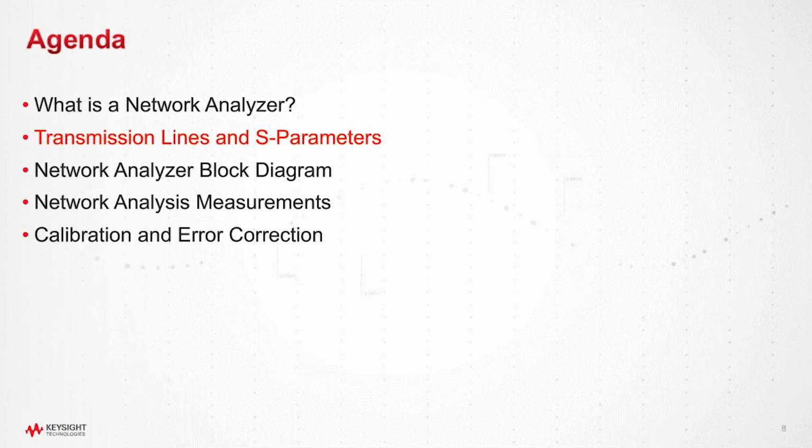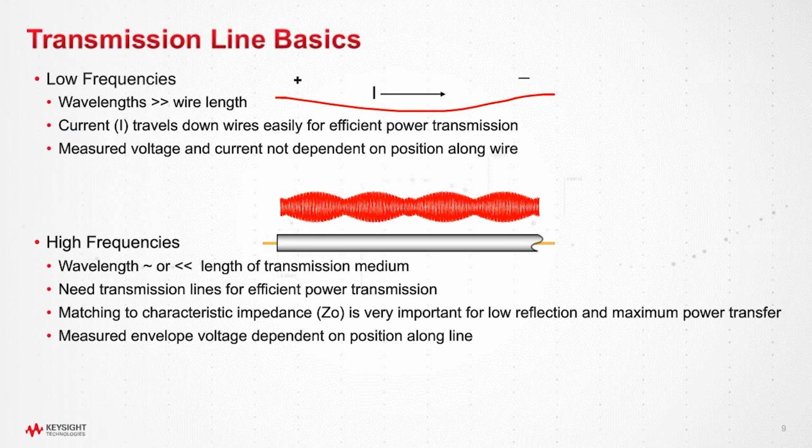Now that we've seen how network analyzers fit into the RF world, let's look at the theory behind them. Let's start with some transmission line basics. At low frequencies, the wavelengths are much longer than the length of the wire or the length of the printed circuit board trace. The current travels very easily down the wire, and the voltage is basically constant across the entire wire. But as we move up into the RF and microwave frequencies, we find that the wavelength becomes equal to, or even much smaller than the length of the wire. And so this wire we call a transmission line.